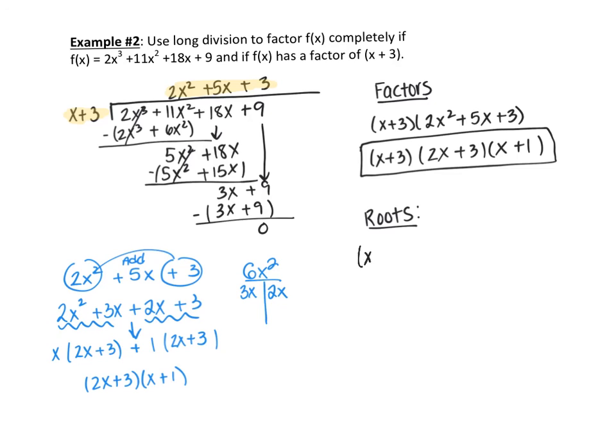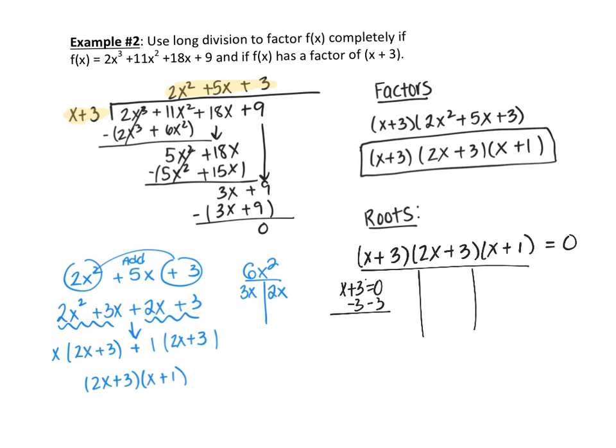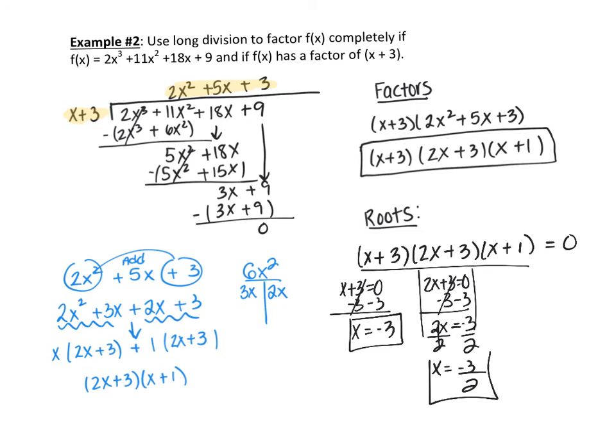Okay, so you needed to take these parentheses and set them equal to 0. So x plus 3 equals 0, minus 3 on both sides, and you should have gotten x equals negative 3. 2x plus 3 equals 0, minus 3 on both sides, and divide by 2. So you get x equals negative 3 halves. And then x plus 1 equals 0 gives me negative 1.